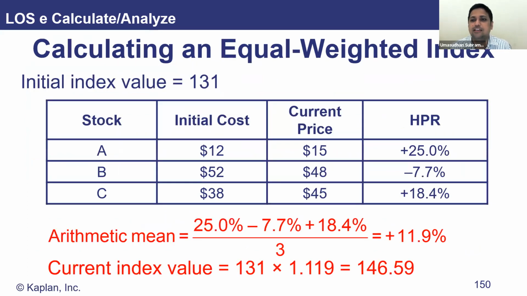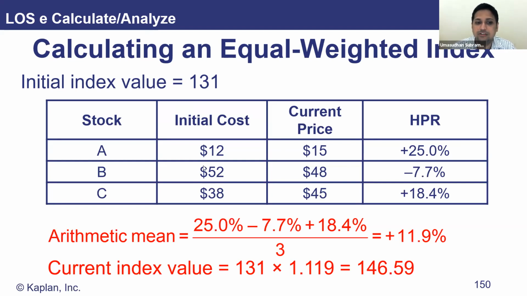Right, so moving on to the equally weighted index. What's happening here? You have three stocks: stock A with an initial price of 12 going up to 15, stock B at 52 going down to 48, and stock C at 38 going up to 45. What we do here is identify the holding period return of these stocks separately. What do we mean by holding period return? It is the ending value minus the beginning value, divided by the beginning value, times 100. That's your holding period return for that stock.